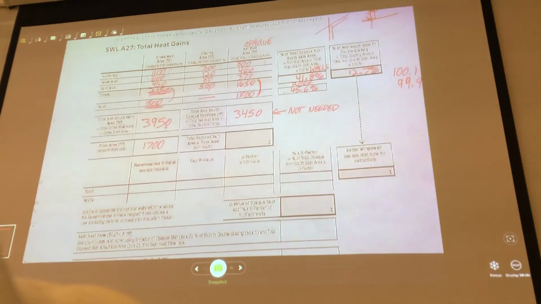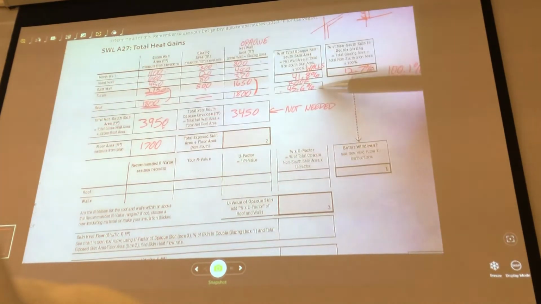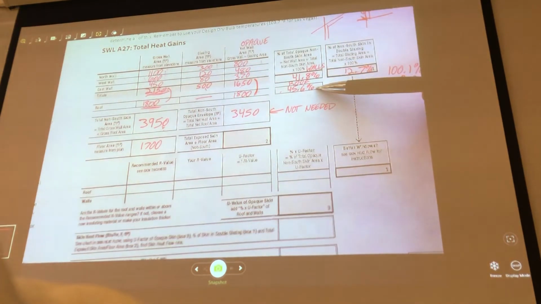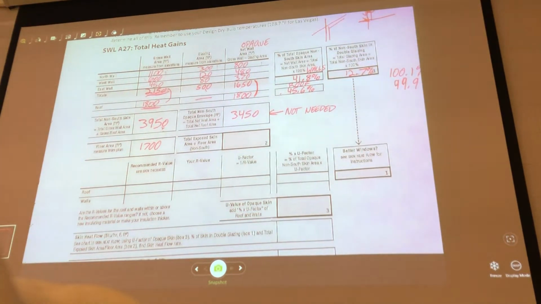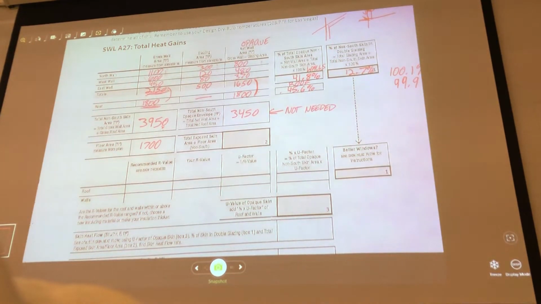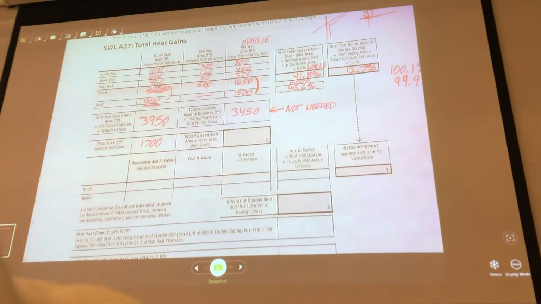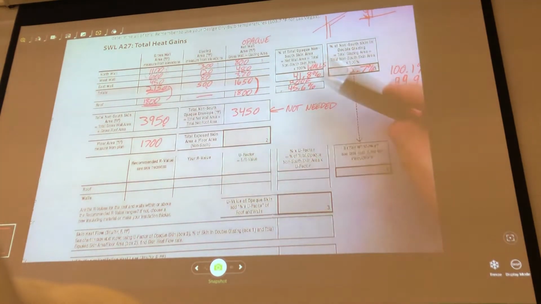Any questions so far? Yes? Why is that not needed? Because we're already breaking out the percentages individually between the walls and the roof. If we had the exact same U value or R value for both the walls and the roof, then we could actually just go ahead and combine them and say, hey, they're realistically the same material, but because we're actually breaking them out, it's not needed.